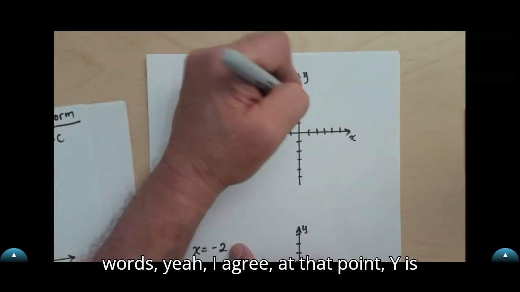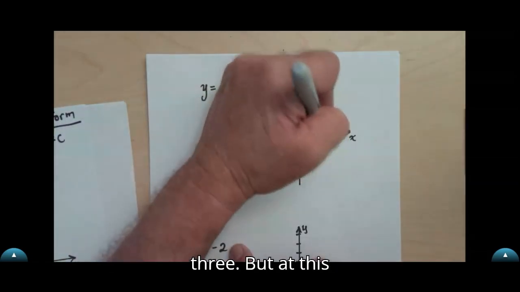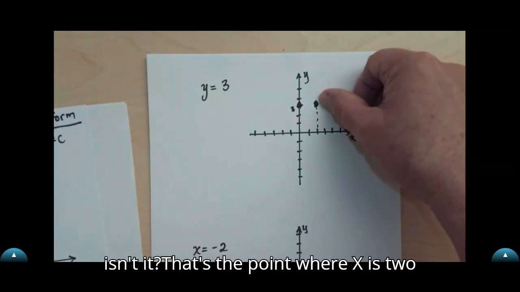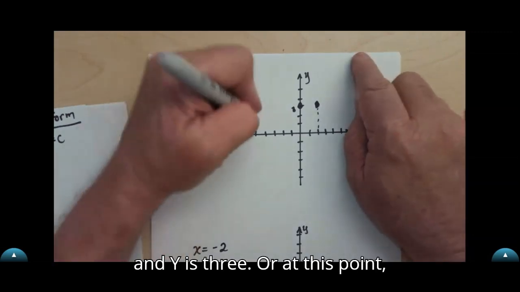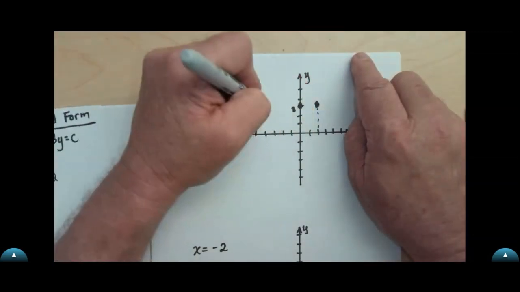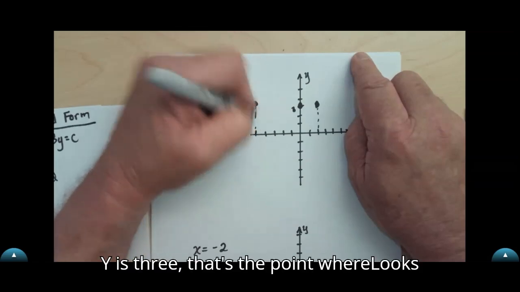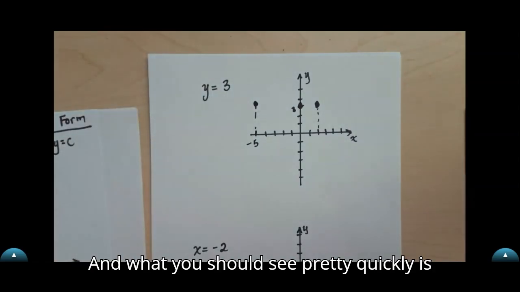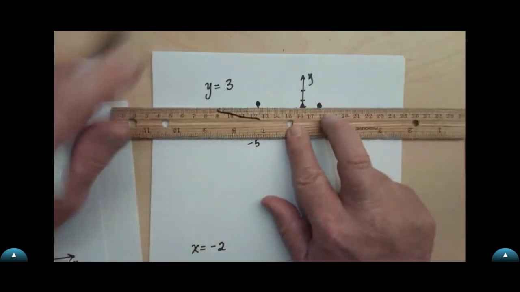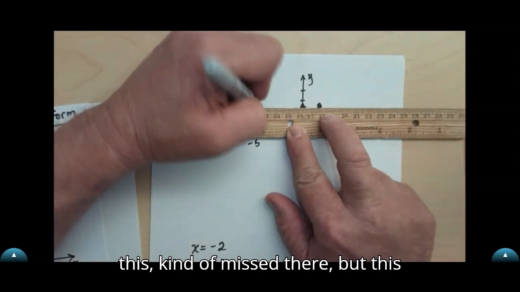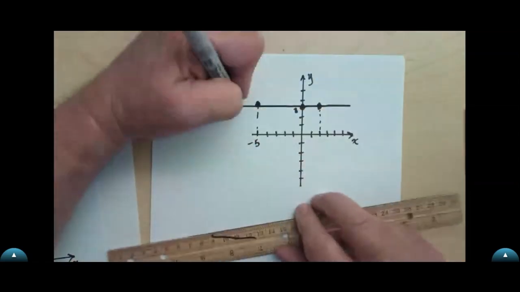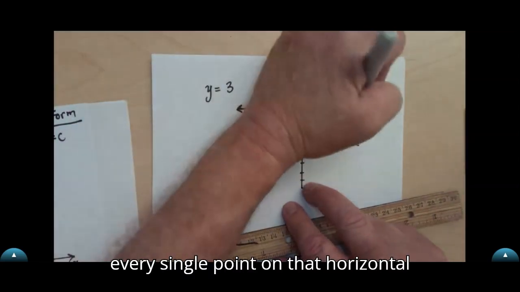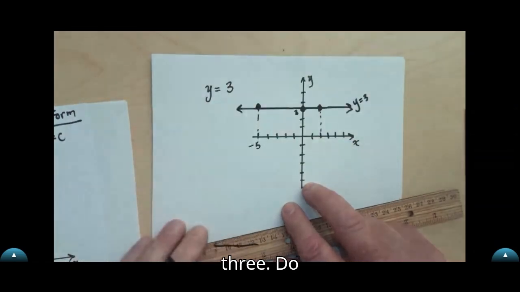So in other words, yeah, I agree. At that point, y is 3. But at this point, y is also 3, isn't it? That's the point where x is 2 and y is 3. Or at this point, y is 3. That's the point where it looks like x is -5 and y is 3. And what you should see pretty quickly is this horizontal line. Every single point on that horizontal line has y equal to 3. Do y'all see that?